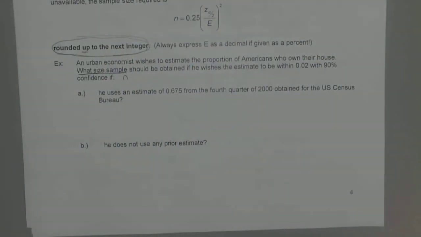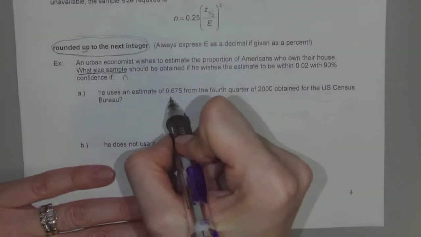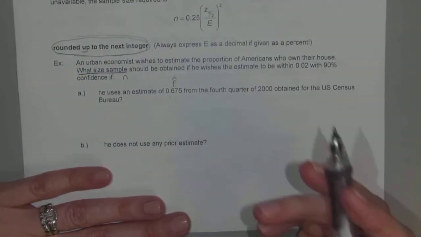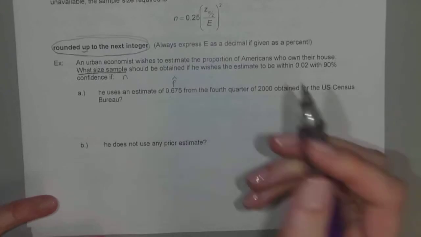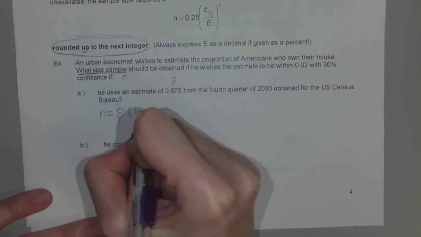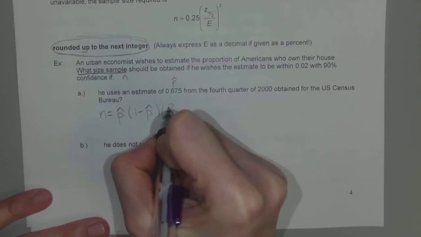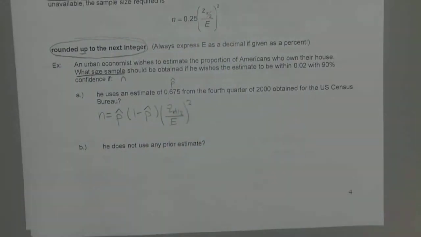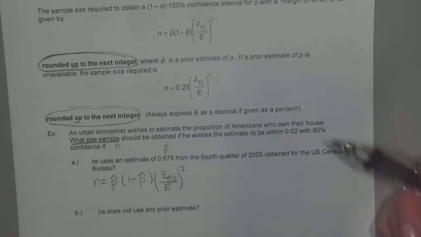So that's your hint, like I'm going to use the N formula. What size sample should be obtained if he wishes to estimate to be within 0.02 with 90% confidence? So on A, he uses a prior estimate, so that's your p hat. He uses a prior estimate of 0.675 from a Census Bureau. So we're going to use this formula up here: n equals p hat times 1 minus p hat times z alpha over 2 over e squared. And again, guys, I'm just stealing that from right above, because we have a prior estimate p hat to use.